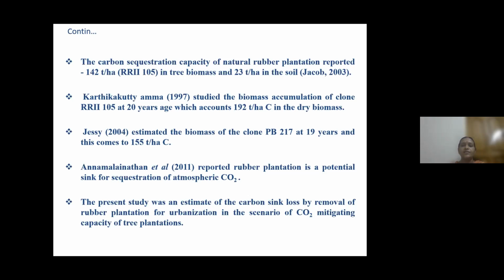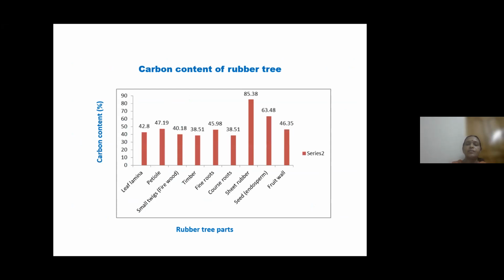One scientist's study revealed that biomass accumulation of the clone RRII 105 at 20 years of age accounts for 192 ton per hectare in dry biomass. Another estimate, for the clone PB 217 at 19 years, comes to 155 ton per hectare. It was reported that rubber is a potential sink for sequestration of atmospheric carbon. The present study estimated the carbon loss by the removal of rubber plantation for urbanization, in the scenario of the CO2 mitigating capacity of tree plantation.